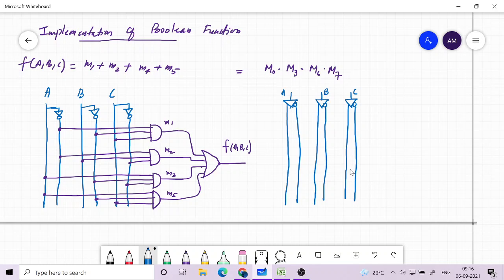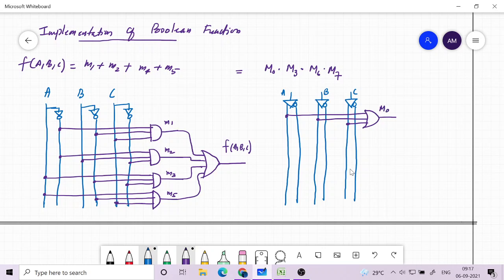Okay, so now I have to create the max terms. So how do I create max terms? I use OR gates. First one is what? A plus B plus C. So A is here, B is here, C is here. So I need to give an OR gate here. Okay, so now here it is, first one is OR gate, so that will give you M0.